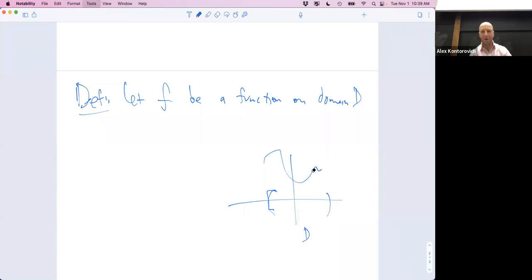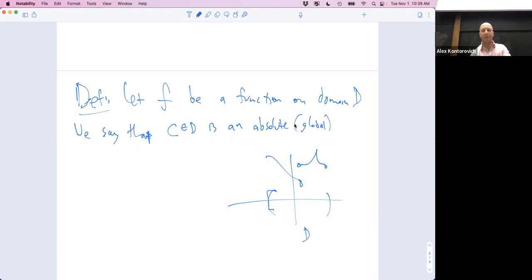I never said that the function was continuous. I never said the function was differentiable. Okay, it is whatever it is. So f is a function on a domain. We say that c in the domain is a global, an absolute. Some people say global. So if you hear me say global, I mean the same thing as absolute. Maximum.